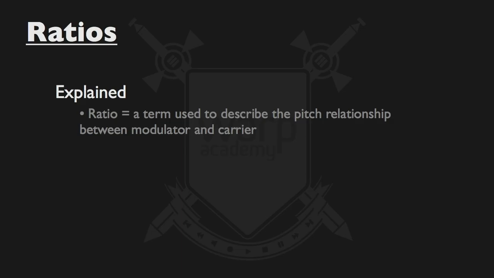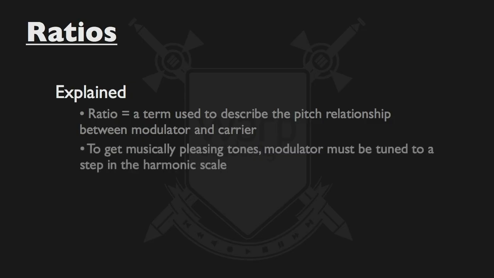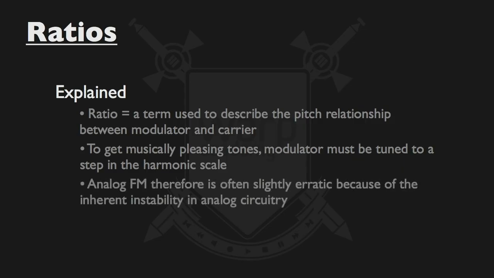The pitch differential, or ratio, is one of the reasons why digital FM is so much easier to use in creating predictable tones than analog FM. To get harmonically pleasing, musical, stable tones, the modulator needs to be tuned to a step in the harmonic scale relative to the carrier's frequency, which is referred to as the fundamental, and these oscillators need to track the keyboard reliably. Analog FM is inherently then a little erratic for the exact reason why analog sounds are so pleasing to begin with. They're mildly unstable because they're based on electrical circuits.